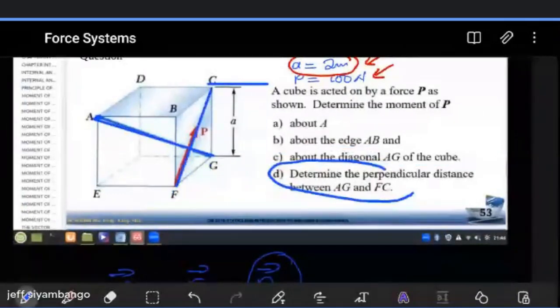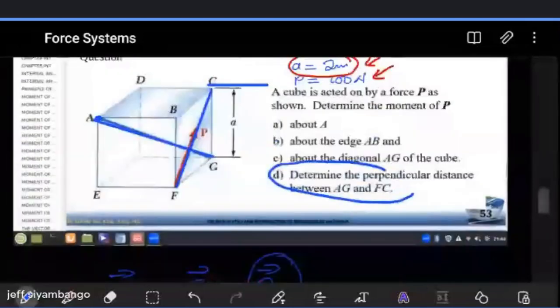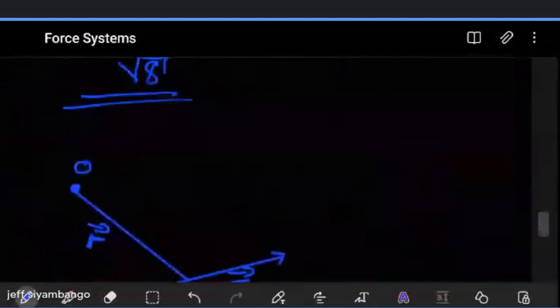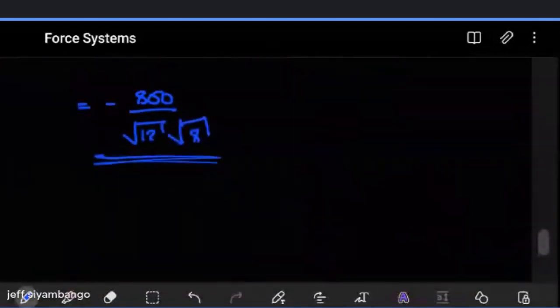So if we wanted to find the perpendicular distance between these two, we want to use a trick here. But the trick that we want to use depends on one thing. Depends on the fact that FC is actually perpendicular to AG. So the first thing that we want to do is to test it. Is FC actually perpendicular to AG? Because the method that we want to use just deals with one thing here.